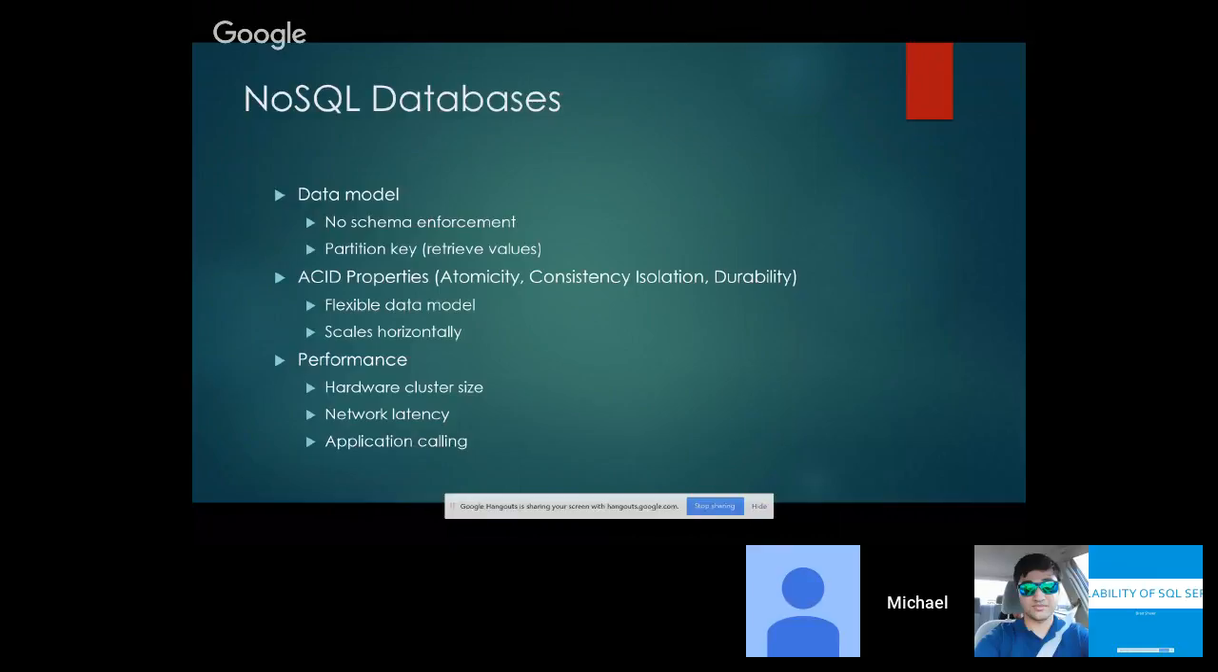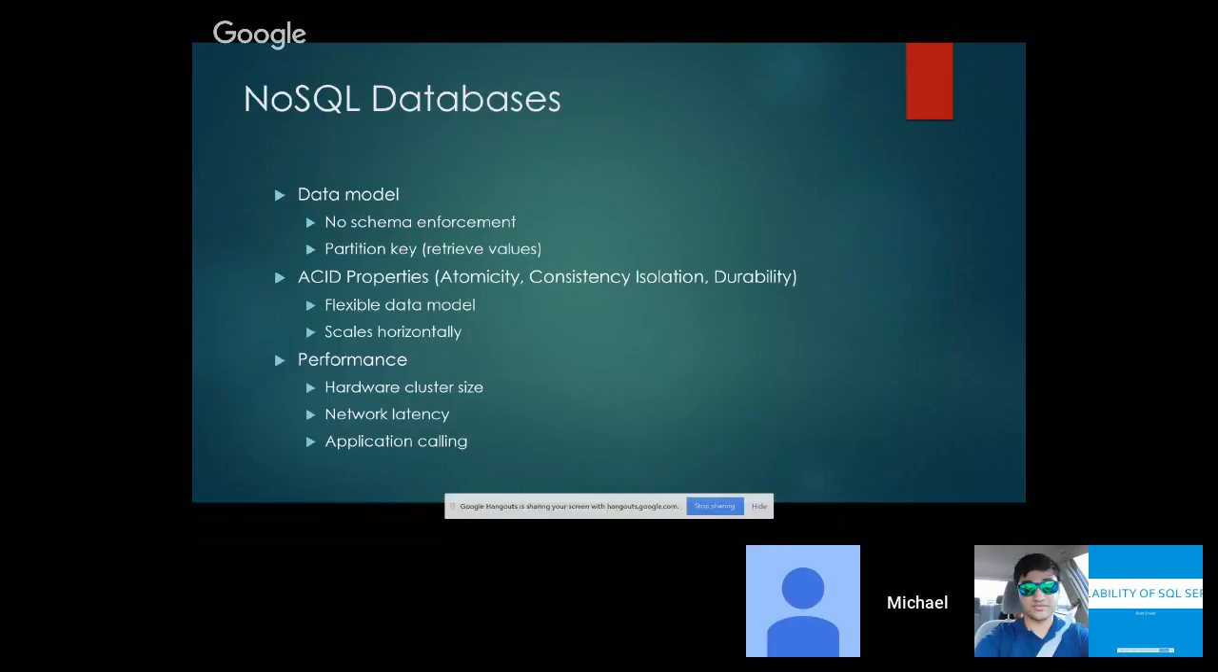And looking at NoSQL databases, we also have to look at the data models. There's no enforcement whatsoever with regards to the actual schema. There's a partition key, which is for retrieving values. There are ACID properties that are also flexible within the data model. And we also talked about this earlier, where it can scale horizontally.